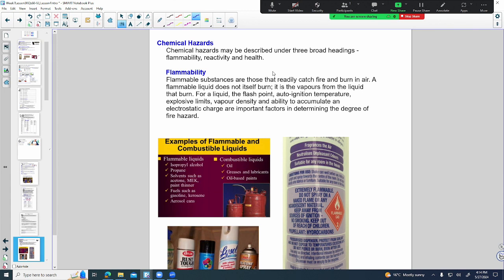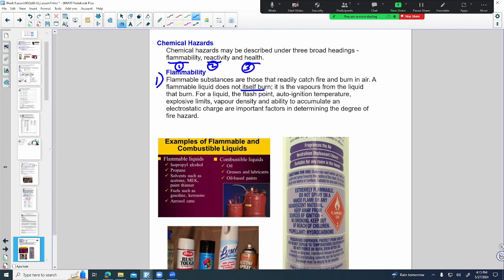Chemical hazards. Chemical hazards may be described under 3 broad headings: flammability, reactivity, and health. So it falls under those 3 types. So the first one we will look at is flammability. Flammable substances are those that can easily catch fire and burn in air. A flammable liquid does not itself burn, but it is the vapors from the liquid that burn.